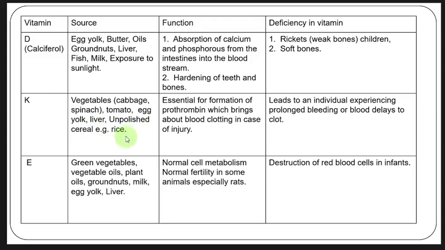rice. And then the function of vitamin K is that it is essential for formation of prothrombin, which brings about blood clotting in case of injury. So we need vitamin K for blood clotting or hardening of blood. When someone injures him or herself, then you notice that the blood usually clots or solidifies. So the solidification of blood to stop it from bleeding further is what we call clotting.